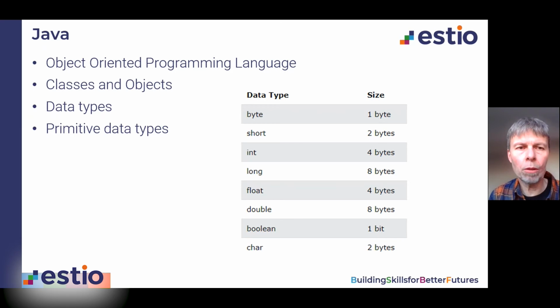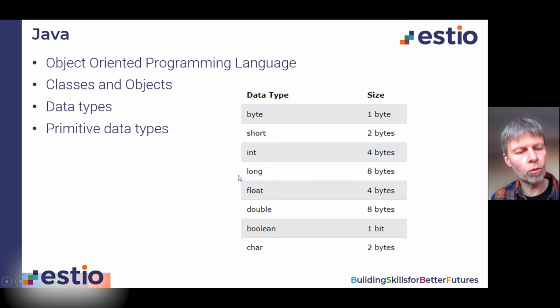As with any programming language, there are different data types. I'm going to go through a few of those, concentrating mainly on integer, but briefly explaining some of the others. And I'll explain what primitive data types are.